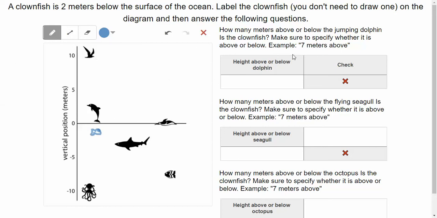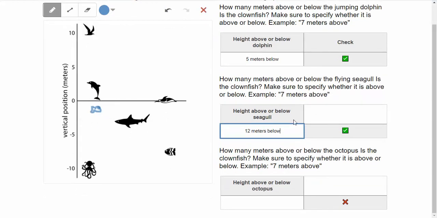So again, here's our jumping dolphin. Jumping dolphin is at 3. Clownfish is at 2 meters below, so that's actually 5 meters below. The clownfish here compared to the flying seagull, 10 meters above, and this is 2 meters below, so we say it's 12 meters higher. Oh, sorry, below, my fault. We're comparing the clownfish to where the seagull is, right? And then for the octopus, it is below the clownfish, so the clownfish is above it by a distance of from -10 to -2. That's a distance of 8 meters. And so we will put that.